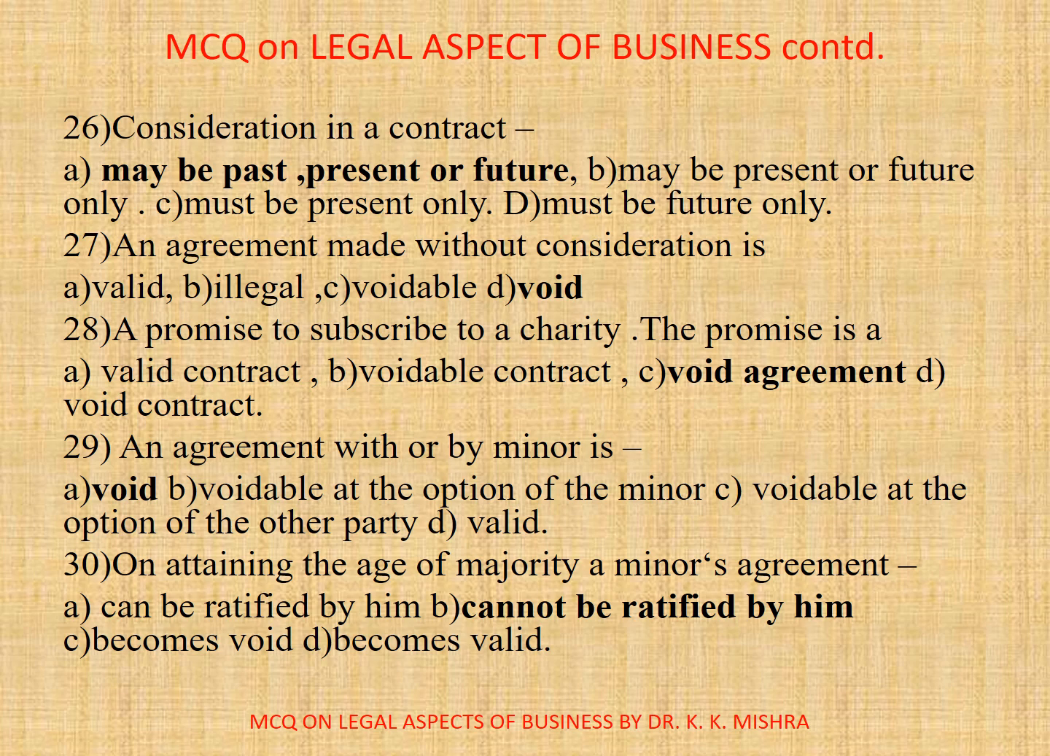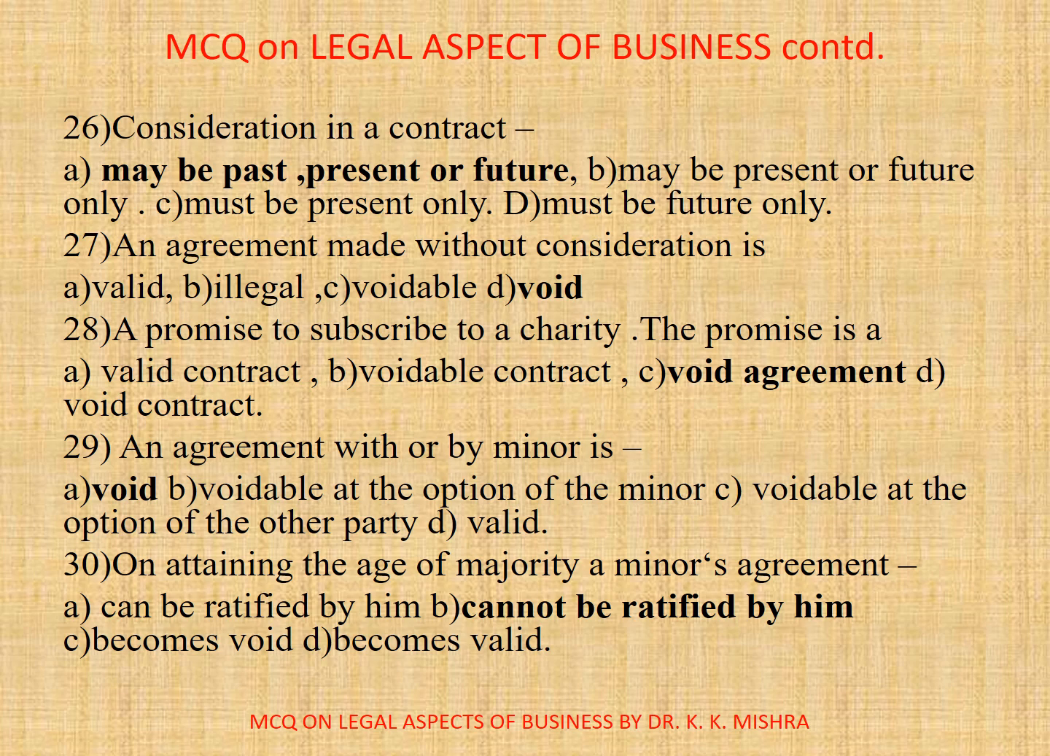Question number 29. An agreement with or by minor is, options are A, void. B, voidable at the option of the minor. C, voidable at the option of the other party. D, valid. Correct option is A, void.